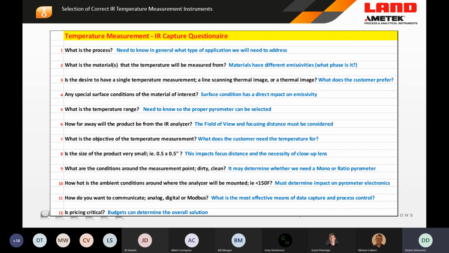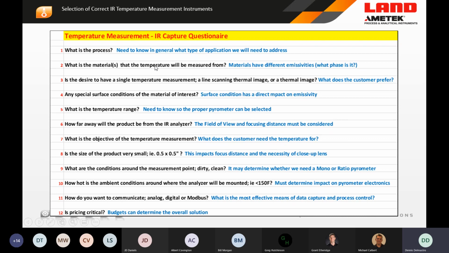Okay, I think the last slide here, I didn't know whether to put this first or last, but I put it last. This is what we call kind of an IR capture questionnaire. If we have an application, these are some of the questions that I go down through, but I'll give you the question and then the reasoning behind it. But one of the questions, well, what's your process? Well, the issue is we need to know what kind of application we're dealing with. Is it metals, plastics, paper, whatever?